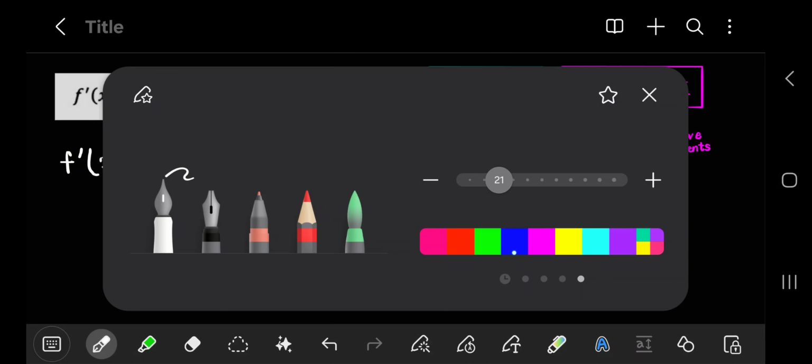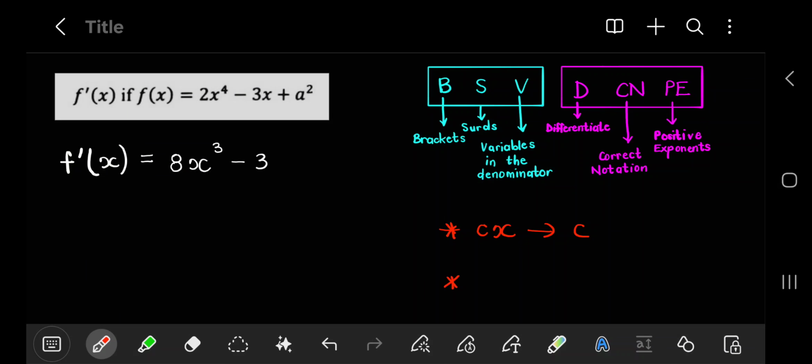Then for the next part, where we've got the a squared, the next rule, and again, I've mentioned this in one of the previous videos, where if you have a constant and you're going to differentiate this constant, the derivative of a constant is 0. So the derivative of the positive a squared is 0. Now, obviously, we do not need to say plus 0, so we can just leave that as is.